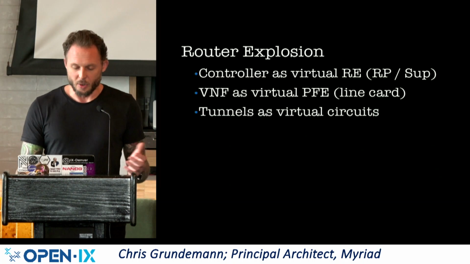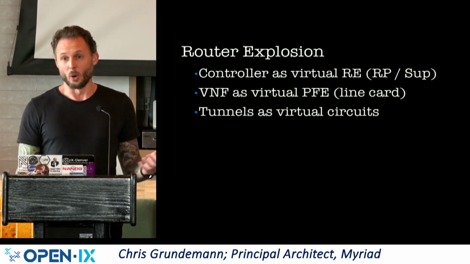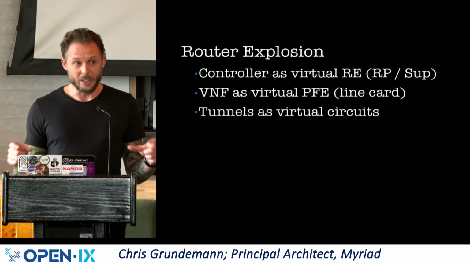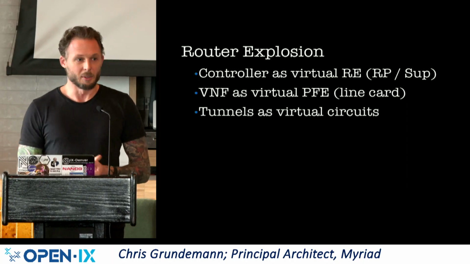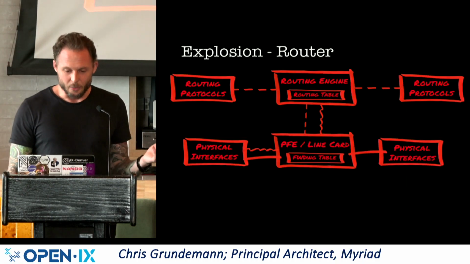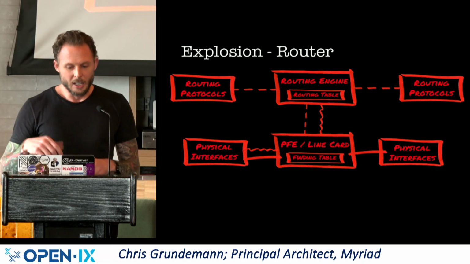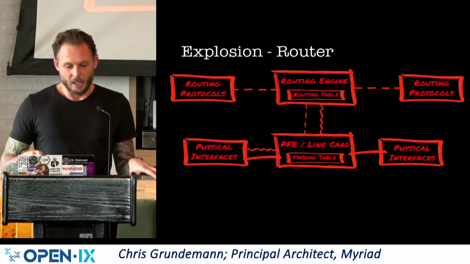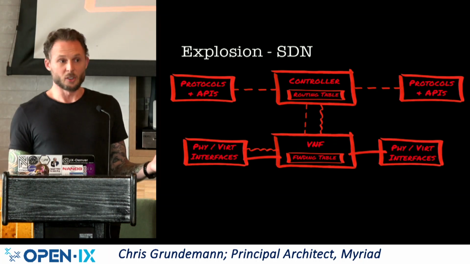The next thing is the opposite, which I would call router explosion. So if you look at an automation framework or an SDN controller as a virtual routing engine, and then these virtual network functions you can place almost anywhere as virtual line cards. Then you can also use tunnels as virtual circuits, right? So again, if we look at a router, there's routing protocols that go into a routing engine that has a routing table, and it can push routing protocols out. That's connected, it's pushing the FIB down to a line card, which is then connected to physical interfaces on both sides, right? And if we look at an SDN architecture, strikingly very similar.